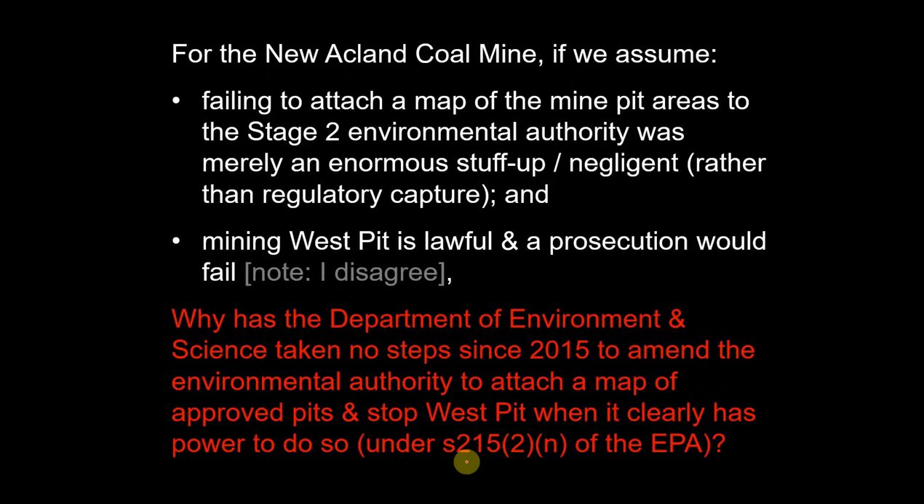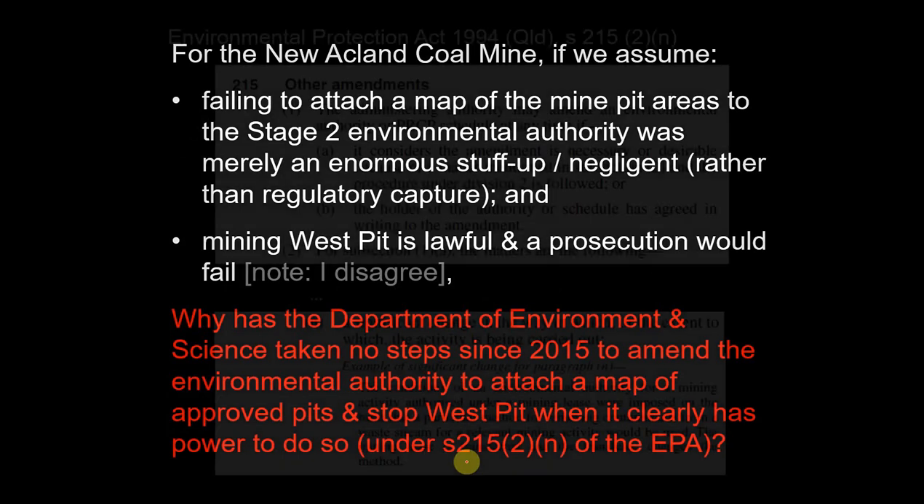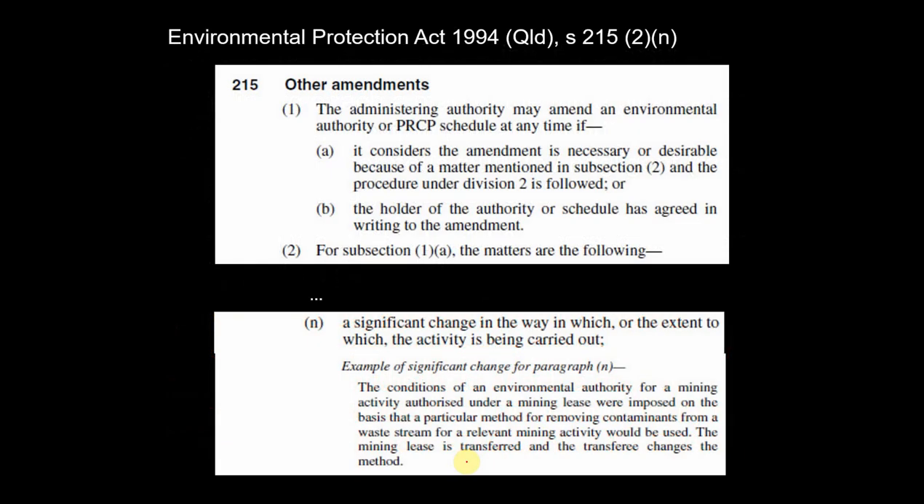So I'll just take you to section 215, subsection 2N. Under section 215, there is a power for the department to amend an environmental authority, A, if the holder of the environmental authority agrees. That's not going to happen here. The mining company is never going to agree to attaching a map that stops it mining West Pit. But it can do it without consent if any of the matters in subsection 2 are met, and there's a procedure for giving notice and the like.